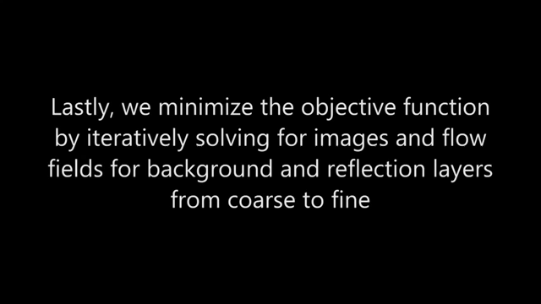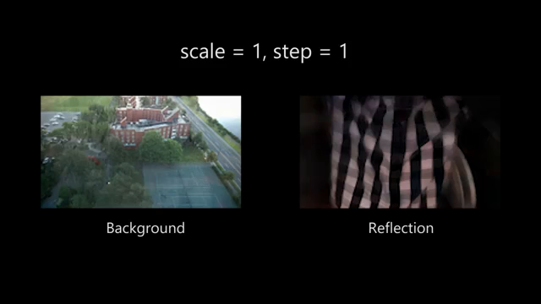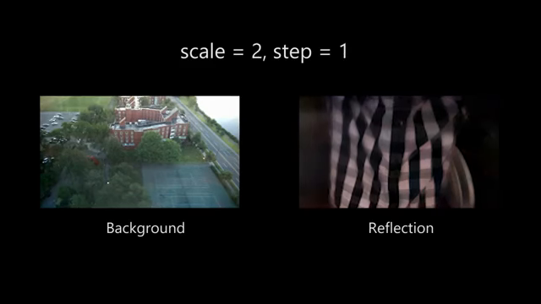Using this initialization, we minimize the objective function by iteratively solving for the images and flow fields for background and reflection layers in a coarse-to-fine manner. The coarse layer helps us to correct low spatial frequency errors before refining each image.